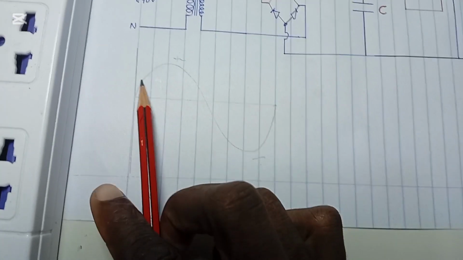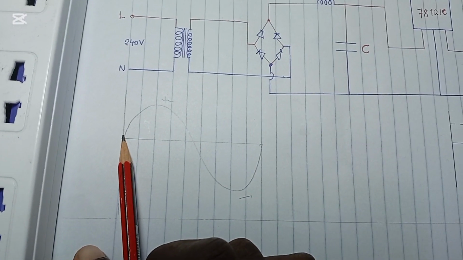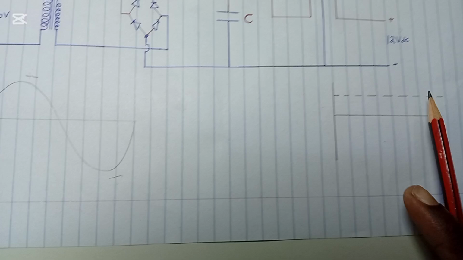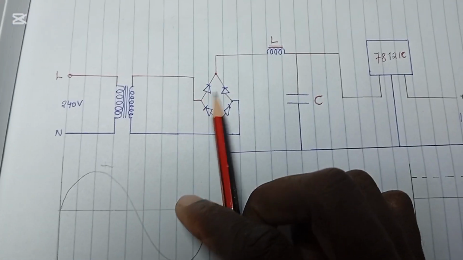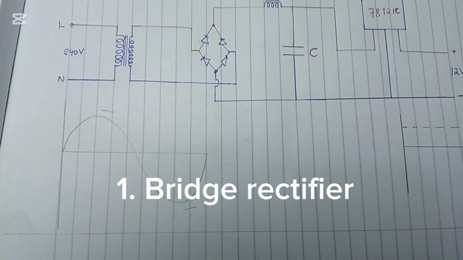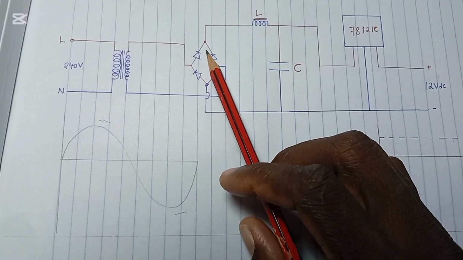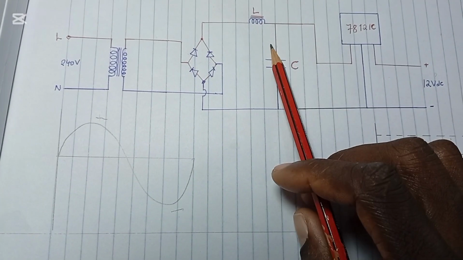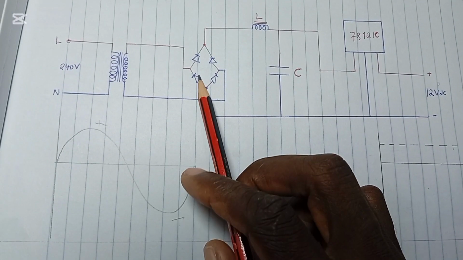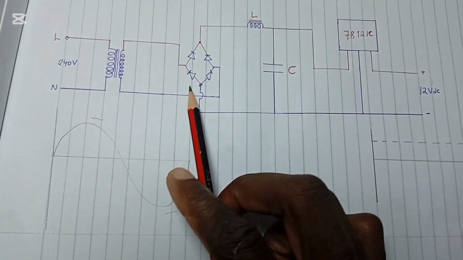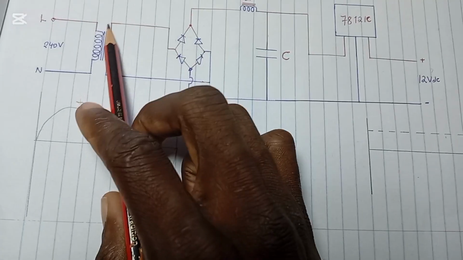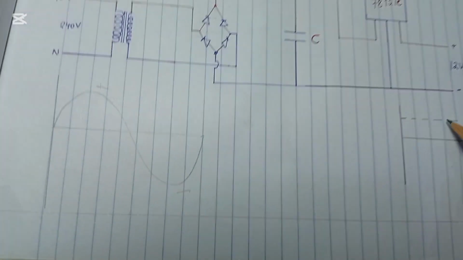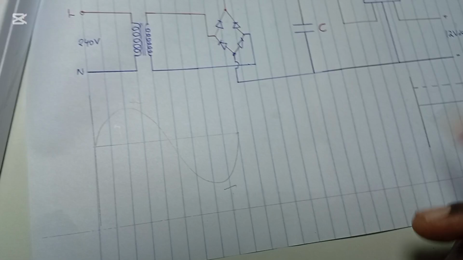Now for us to be able to remove the AC from this signal and have a DC output, we need to pass it through different stages. Stage number 1 is the bridge rectifier. The bridge rectifier's work is to rectify the AC signal into DC. So we have to feed this AC signal into this bridge rectifier. After the bridge rectifier, we'll no longer have AC, but we'll have DC. This is how the output of the bridge rectifier will look like.